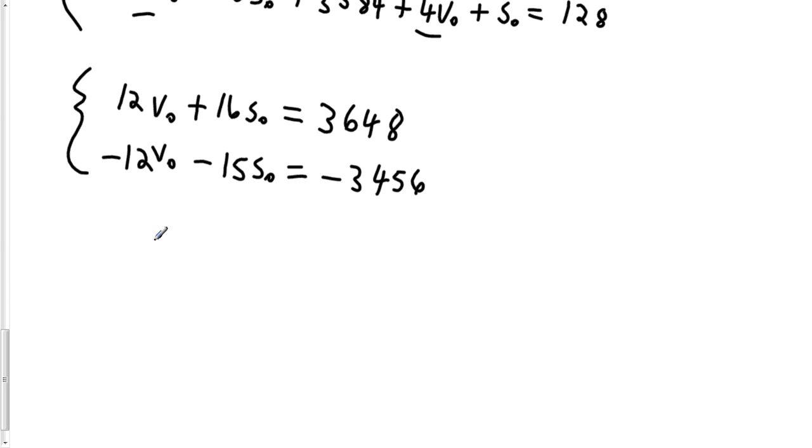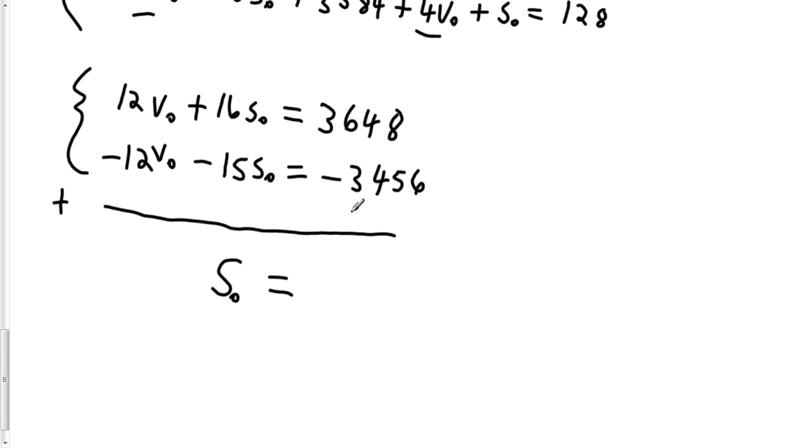So for elimination, I'm going to add the two equations together. Adding these two equations together will actually eliminate V naught. So let's go ahead and do that. 12 V naught minus 12 V naught gives me 0, so that cancels out. 16 S naught minus 15 S naught is going to give me just S naught.